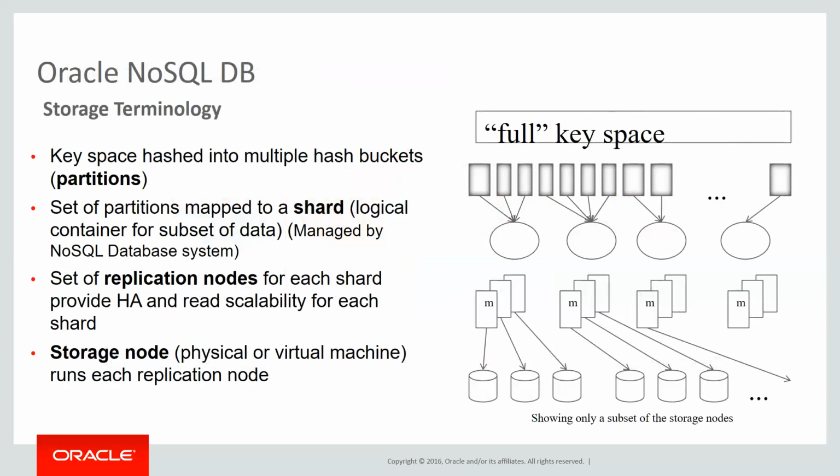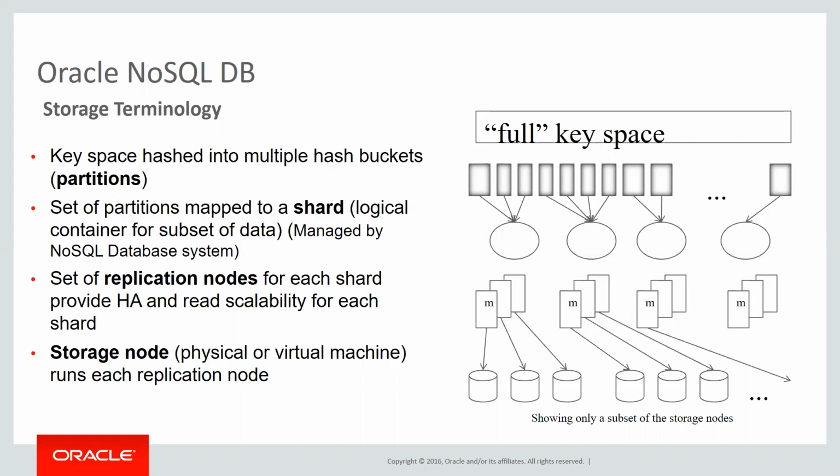Before we actually do the lab, let's spend some time understanding some of the key concepts in Oracle NoSQL Database. What you see on your screen is that the full key space, or the set of keys that you want to model in NoSQL Database, is hashed into multiple hash buckets, or a fixed set of partitions, what we call partitions. The Oracle NoSQL drivers are aware of this hash function, so given a key, it will return the partition ID. The set of partitions are grouped together in what we call a shard, which is really a logical container for a subset of the data. All of this is managed by Oracle NoSQL Database.